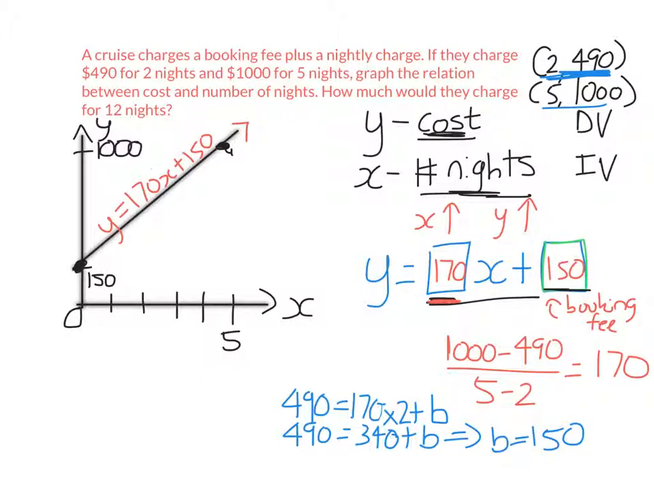So the second part of this question, how much would they charge for 12 nights? Well, that's easy now that we've got our equation. X is 12. So the cost would just be y equals 170 times 12, which is the number of nights, plus 150. And you can put that on your calculator if you want, and you get $2,190. So this cruise would cost $2,190 for 12 nights.